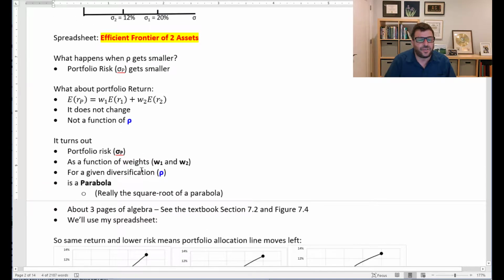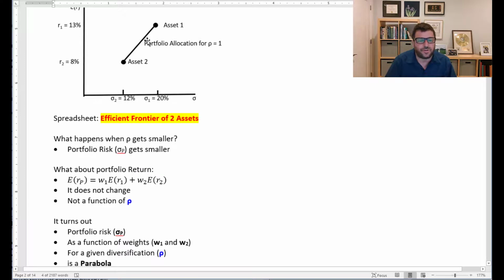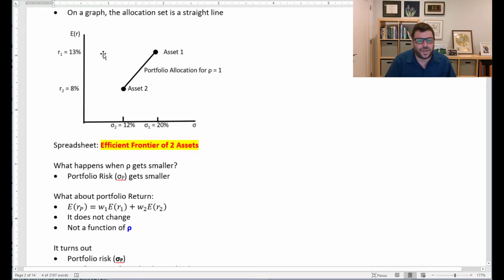So here's the idea: what happens when rho gets smaller? Here is rho equal to 1. When rho gets smaller, I know diversification lowers risk. I know that lowering risk means that I move to the left. It means that this line has to move further to the left. Now, if I'm in asset 1, I'm going to be here regardless of the relationship with asset 2. And if I'm in asset 2, I'm going to be here regardless of the relationship with asset 1. But as I move out of 2 towards 1, if it's the case that there is less risk, I'm going to have to be over here somewhere. So let's talk about what this looks like, and let's talk about how to plot it.